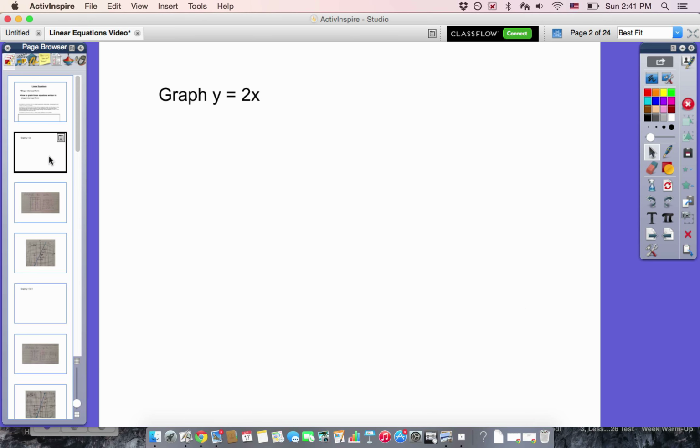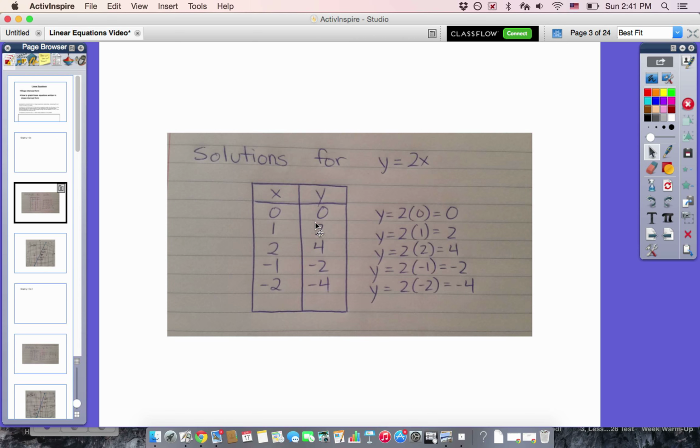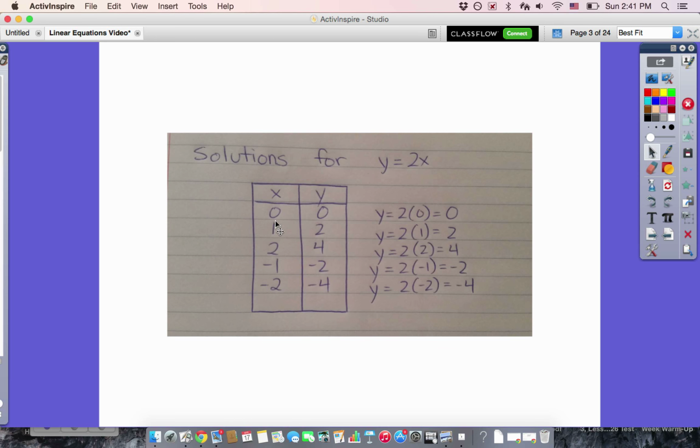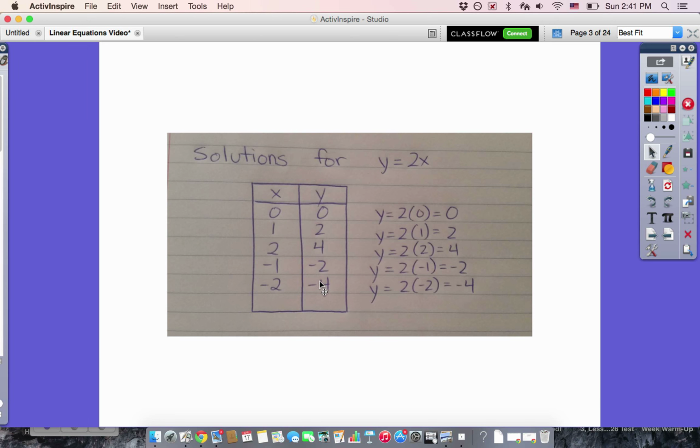So first we're going to graph y equals 2x. What we're going to need to do is solve for a few points, find a few solutions to this equation. So I found 5 solutions, and what I did was I fixed the values for x. As you can see, I just picked random values for x and plugged them into y equals 2x and solved for y. Then I took these values and plugged them back into this column right here. So now I have 5 data points so that I can create a graph.